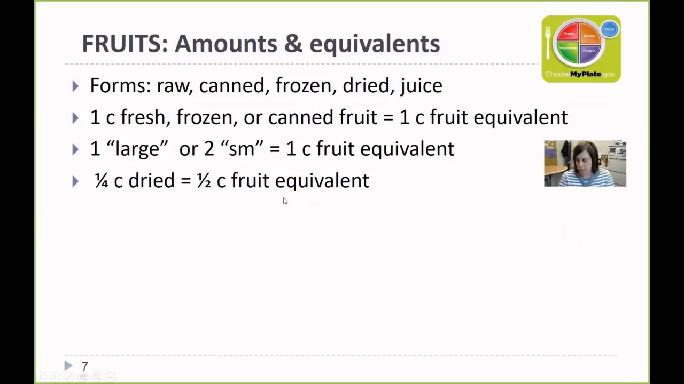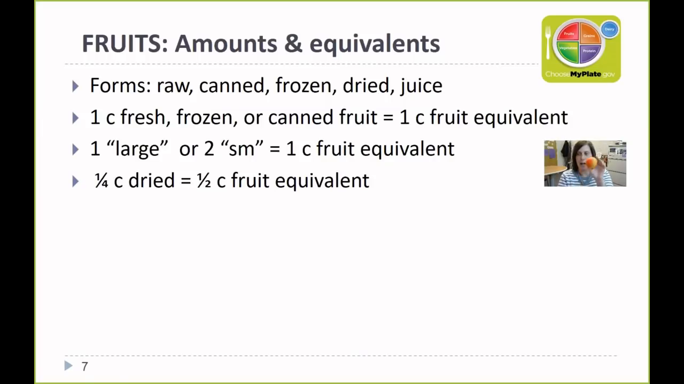Let me give some examples here. Here we've got 1 cup of strawberries. Again, this would be a 1 cup fruit equivalent. What else do I have? Oh, I've got some juice. This is 3/4 cup of juice. This actually goes across as well.